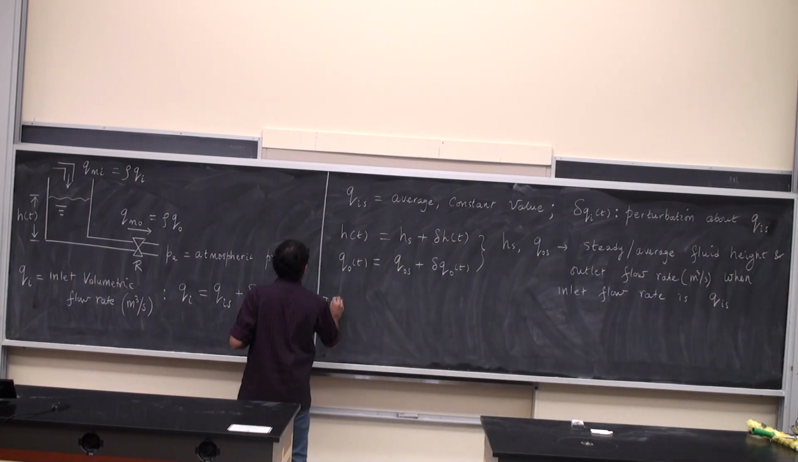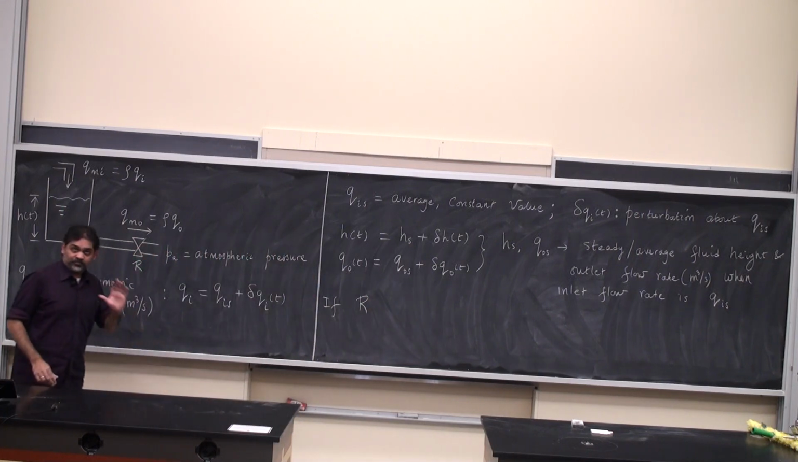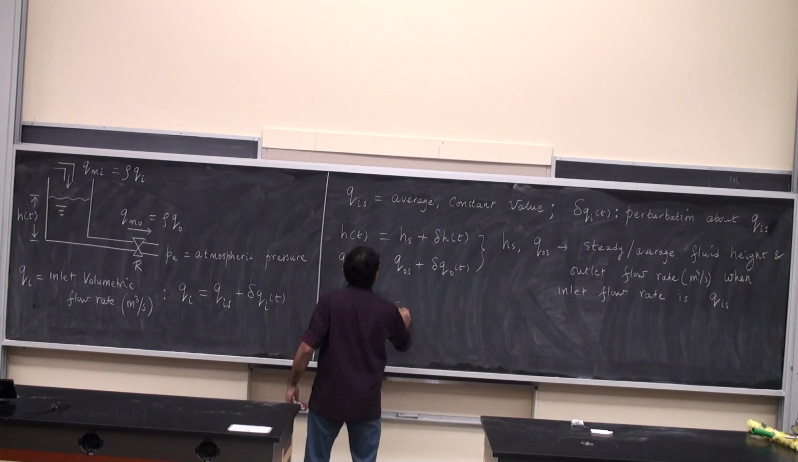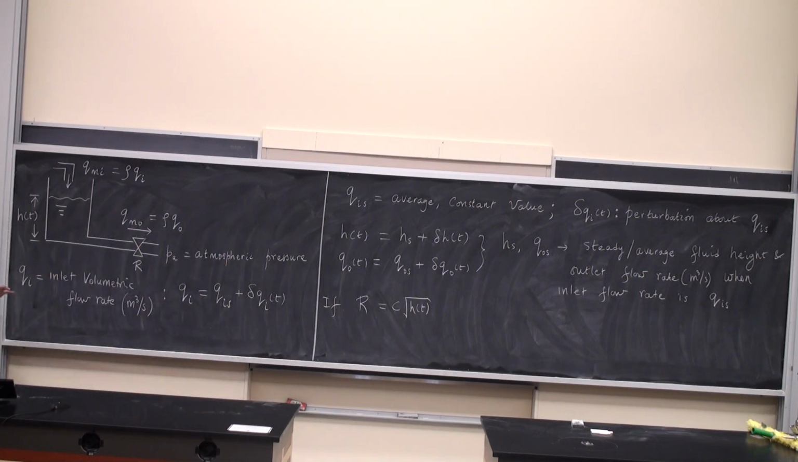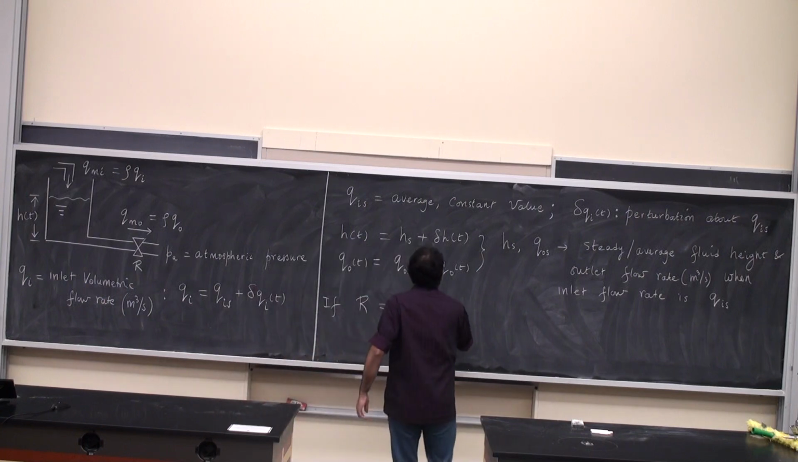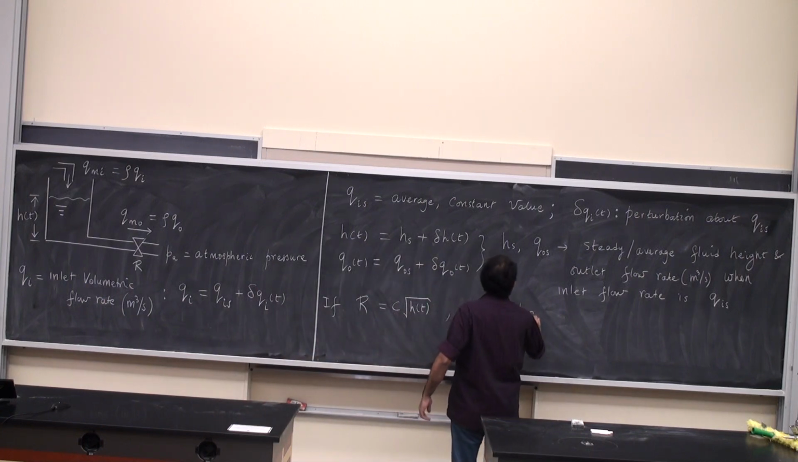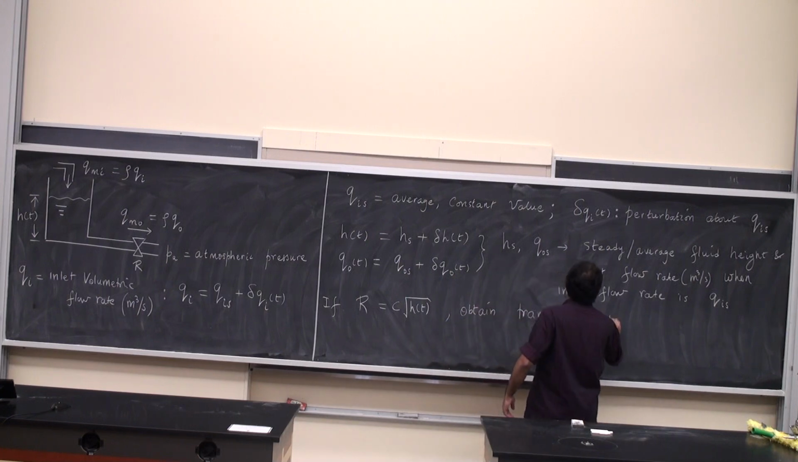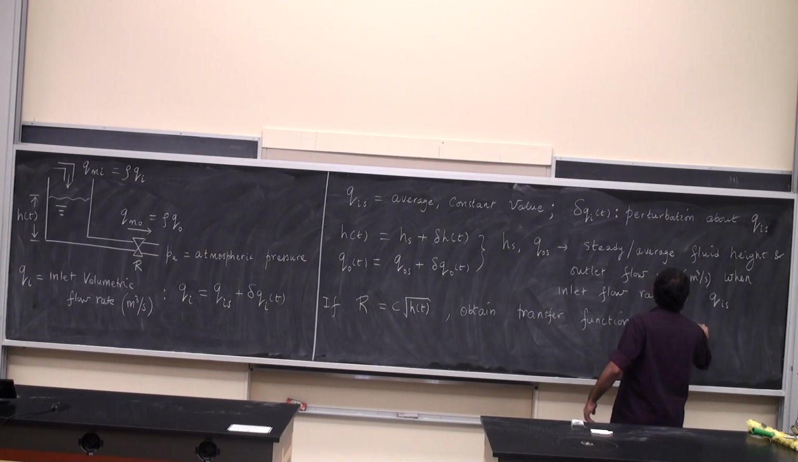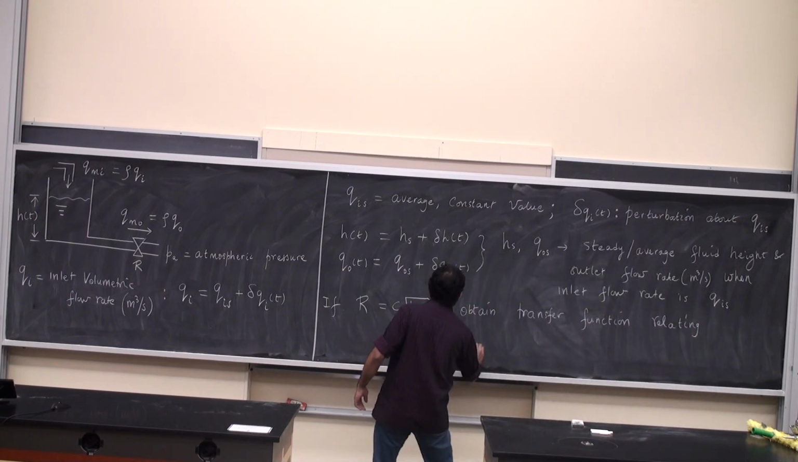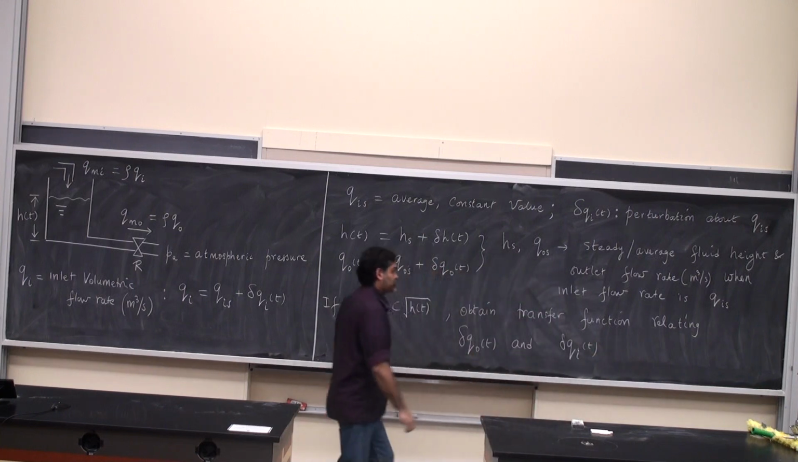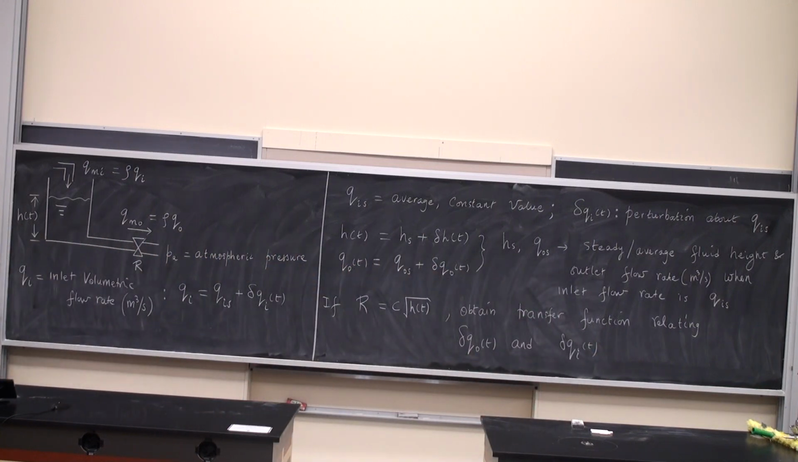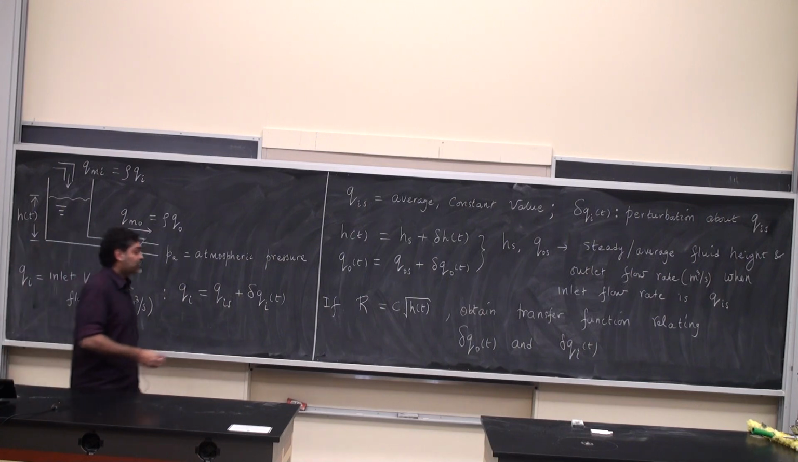If the flow resistance is given as some constant times square root h of t, you'll recognize this and you'll make a relation to the homework problem we have. Then obtain a transfer function relating delta Q naught and delta Q i. If the resistance is a nonlinear function of the fluid height, it means the flow through the pipe is turbulent. Okay, I'm going to talk about this as well in a second.